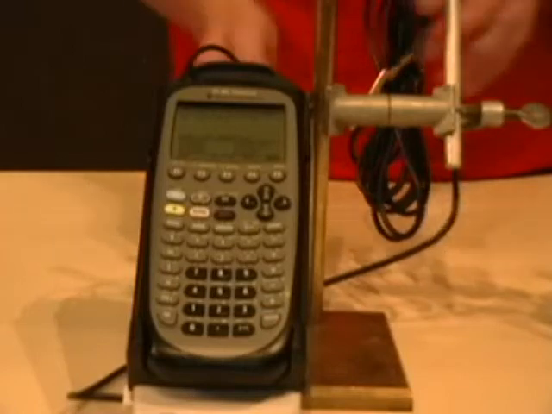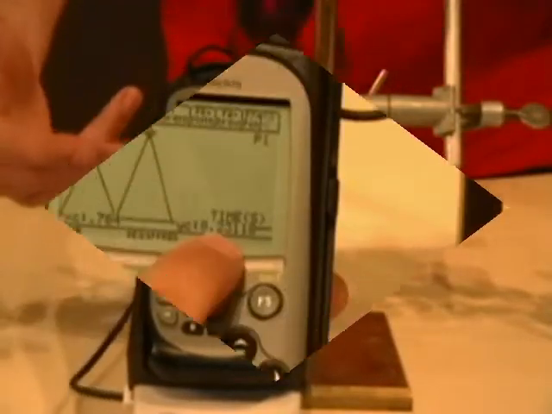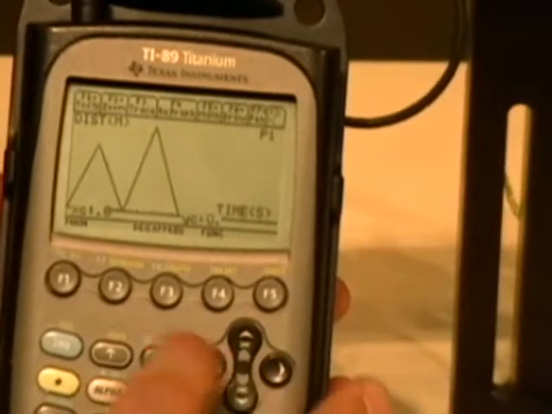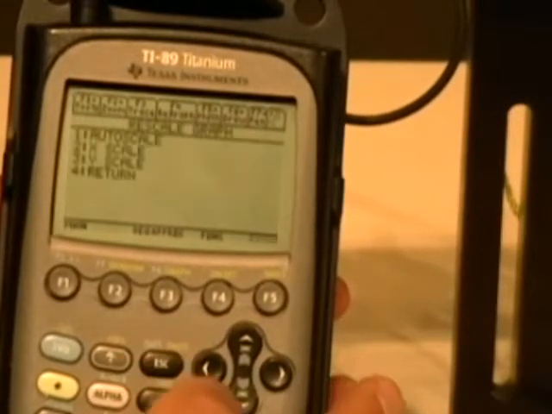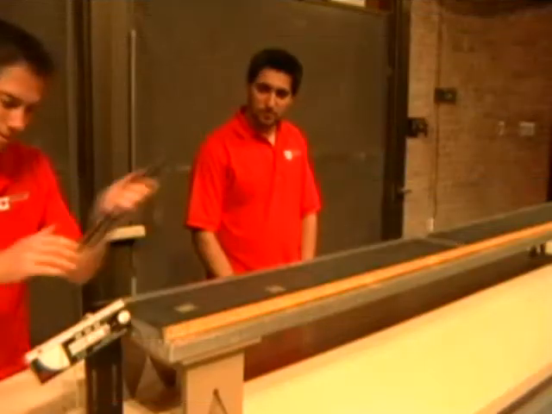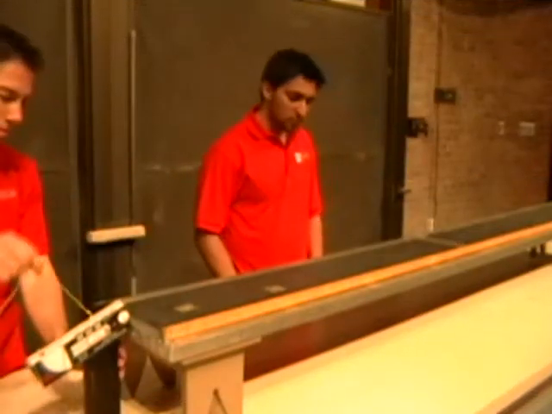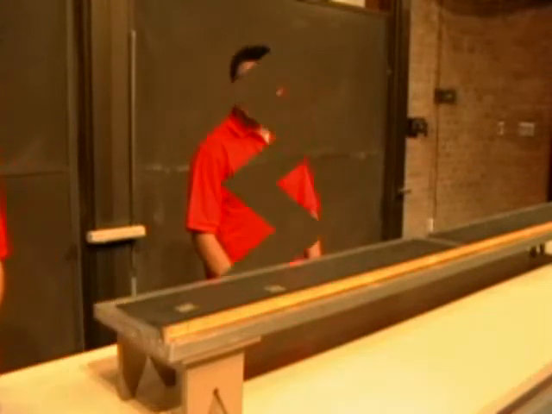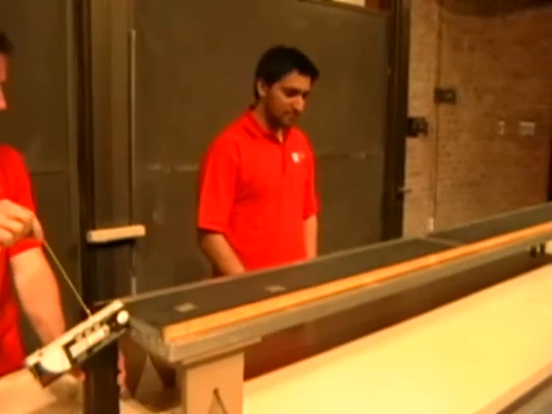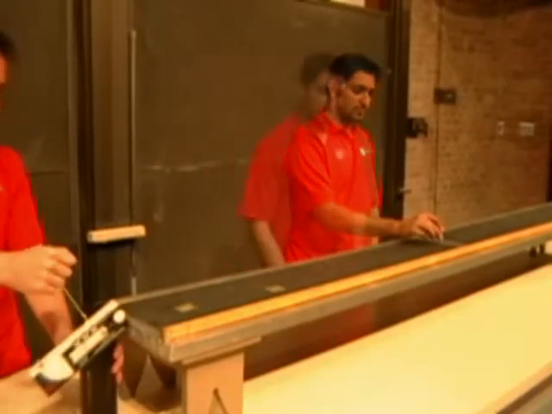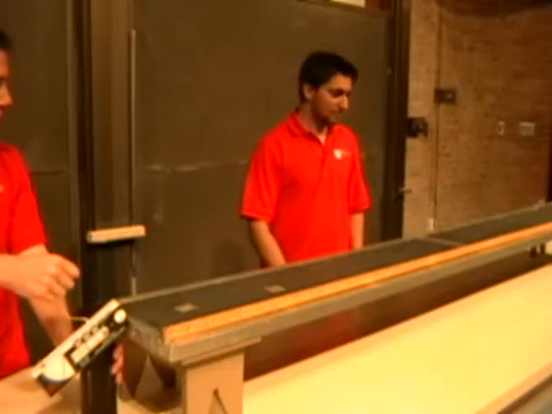A calculator, which is hooked up to the sensor, measures the length of time between when the ball leaves the launcher and when it passes the sensor. By knowing the distance between the launcher and the sensor, and the time it took for the ball to travel that distance, we can calculate the initial velocity of the ball. The experiment was performed multiple times at various thetas. For each trial, the initial velocity, theta, and the distance traveled in the x direction were all recorded.